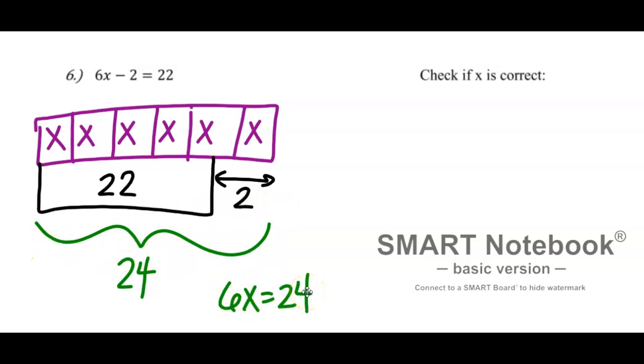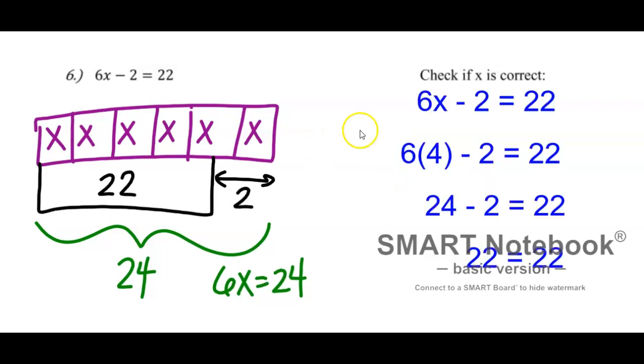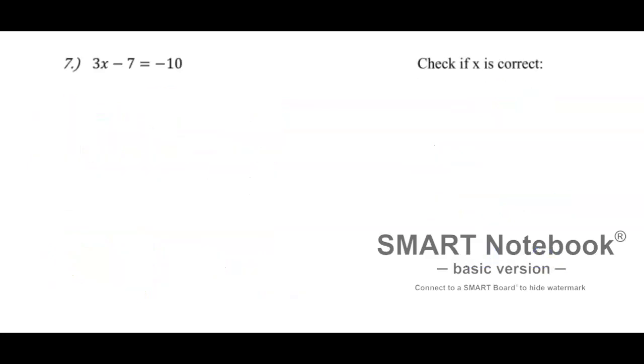So if that's true, what does our x have to be equal to? What times 6 equals 24? 24 divided by 6 is 4. So my x should be equal to 4. Great. Again, let's do a check. I've got my original equation. I plugged my 4 in. 6 times 4 is 24 minus 2. 24 minus 2 is indeed 22, and that does equal 22. Fantastic.